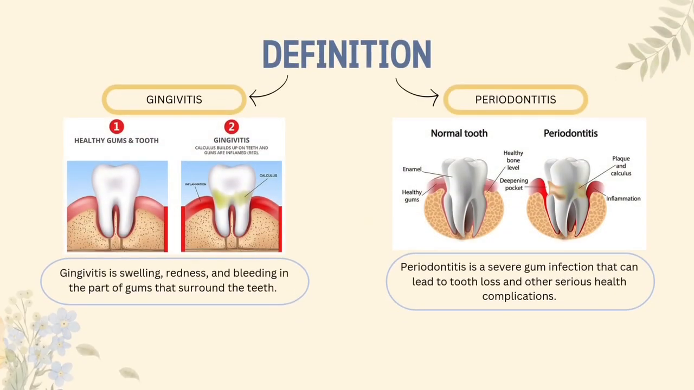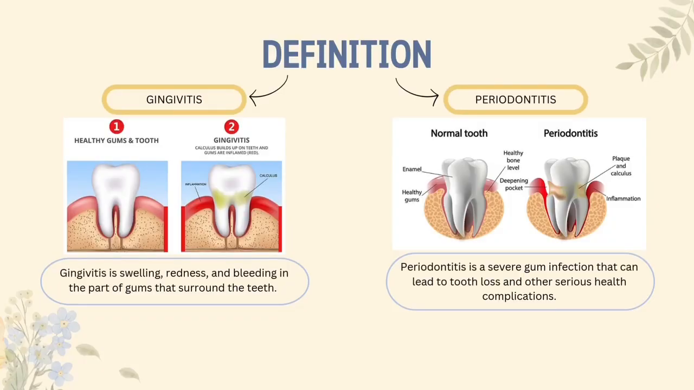Gingivitis is swelling, redness, and bleeding in the part of the gums that surround the teeth, and it is reversible. But periodontitis is a severe gum infection that can lead to tooth loss and other serious health complications, and once it occurs, it is irreversible.